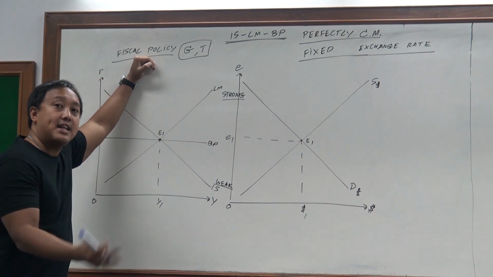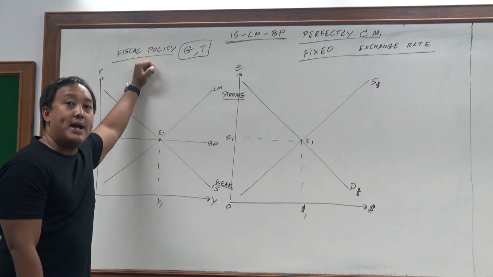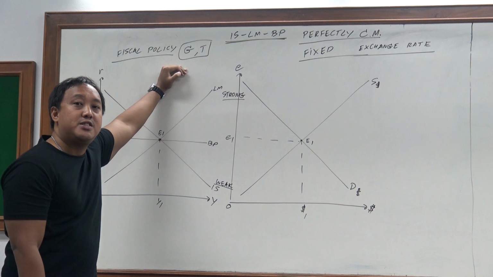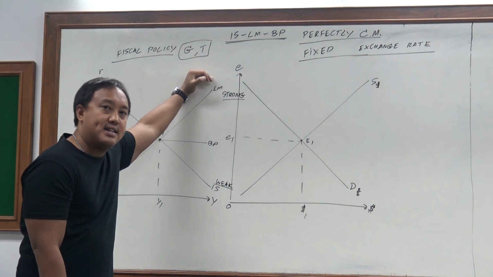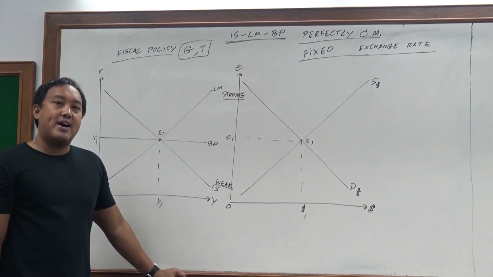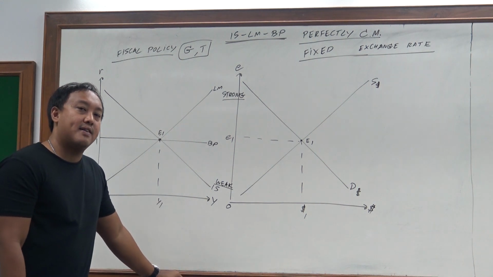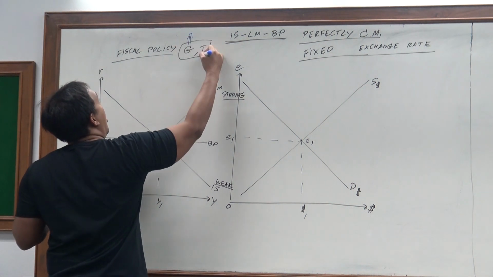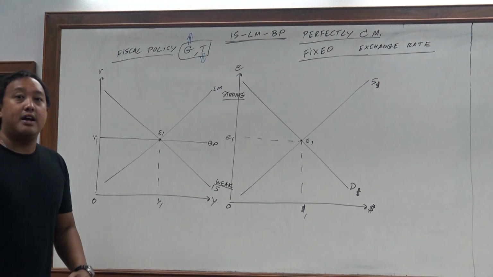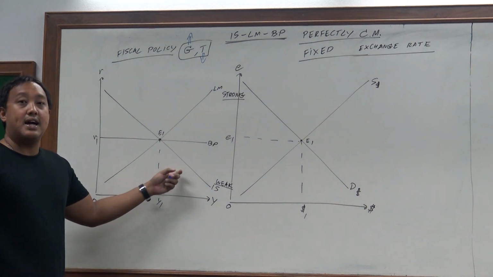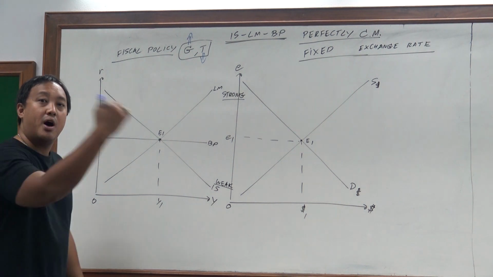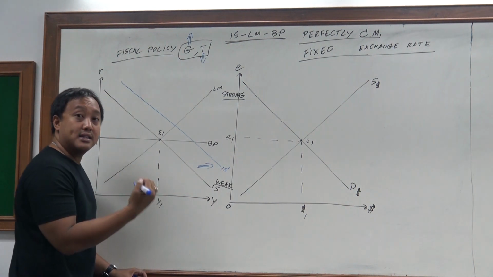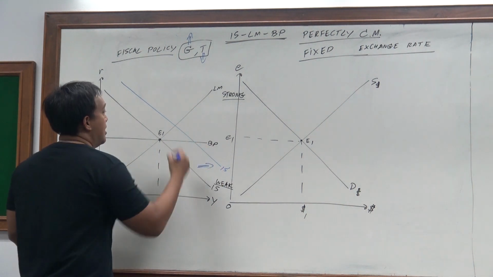For the fiscal policy, just like the previous case, the government can use fiscal policy to stimulate the economy by changing the level of government spending and by changing the level of tax. When you have a crisis, when the economy is bad, the government can stimulate the economy by increasing G or decreasing tax at the same time. If they do that, they're going to have an effect on the IS curve. The IS curve is going to shift to the right, just like before, because of G and T.